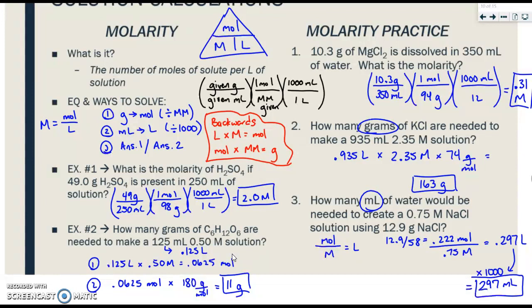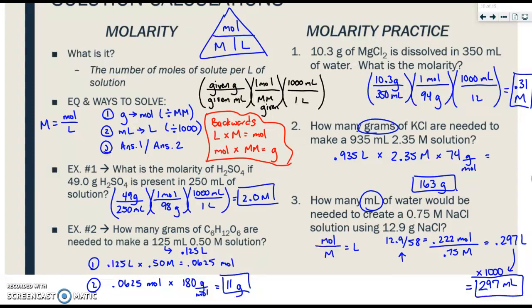For question number 3, we use the triangle. We're going to cover up the liters because I want milliliters. I'm going to take moles divided by molarity. So I convert to moles here. And then I divide by molarity to get liters. And then there are 1,000 milliliters in a liter, so I multiplied by 1,000 to get my milliliters. Okay. All of these would be fair game on the upcoming test.